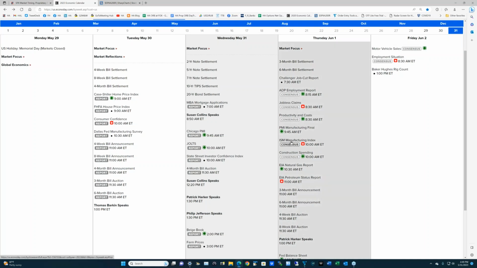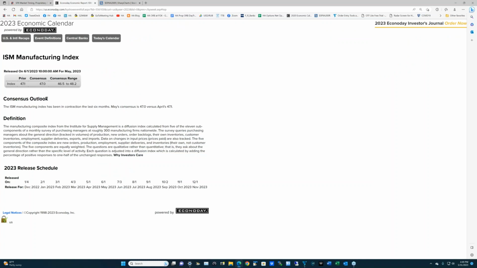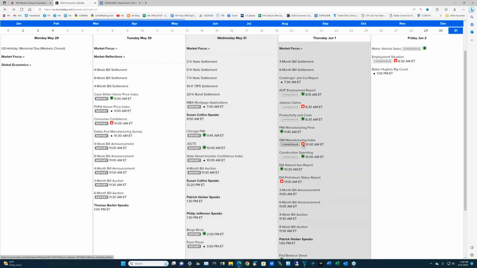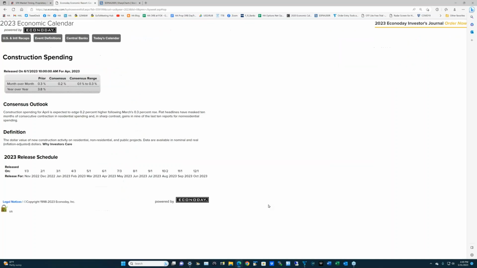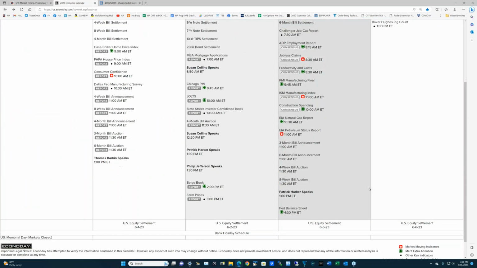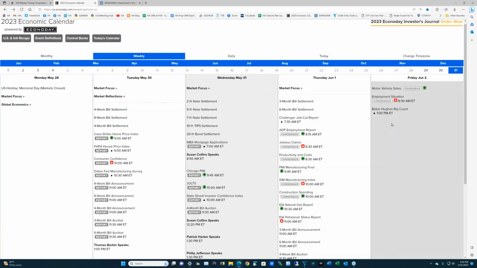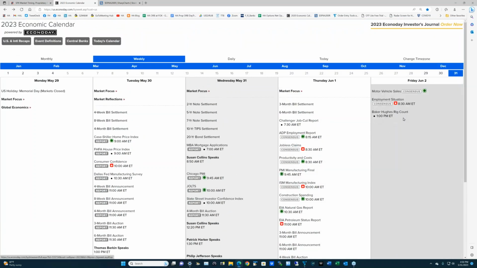We also have ISM manufacturing tomorrow and PMI, but ISM manufacturing, that's one. Pay attention to that. You can see it's colored red. That's red, important. And then construction spending, yeah, I'm going to look at that for sure. We had no EIA today. We're going to have it tomorrow. That's expected to be to the downside. Around here, construction is continuing. You just keep on seeing new places. Baker Hughes, I don't pay attention to it, but that's where we are.